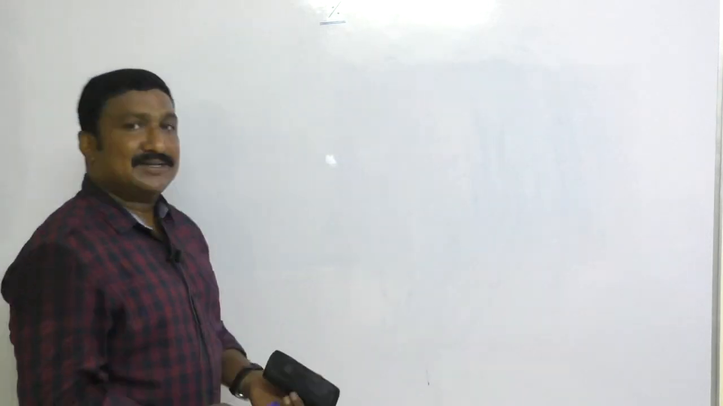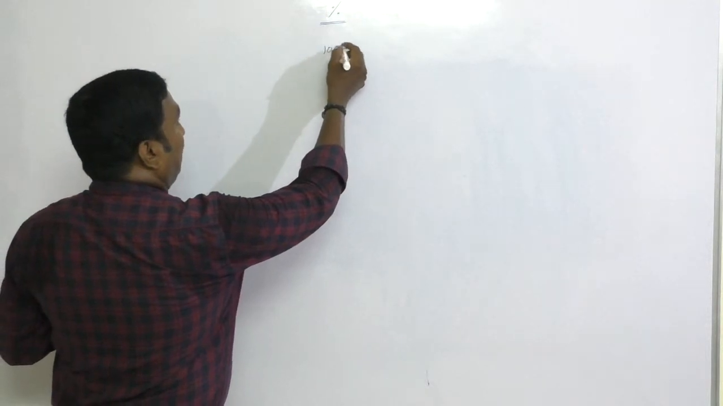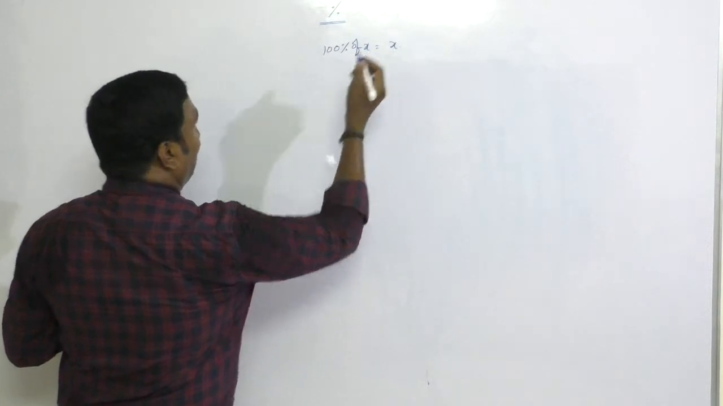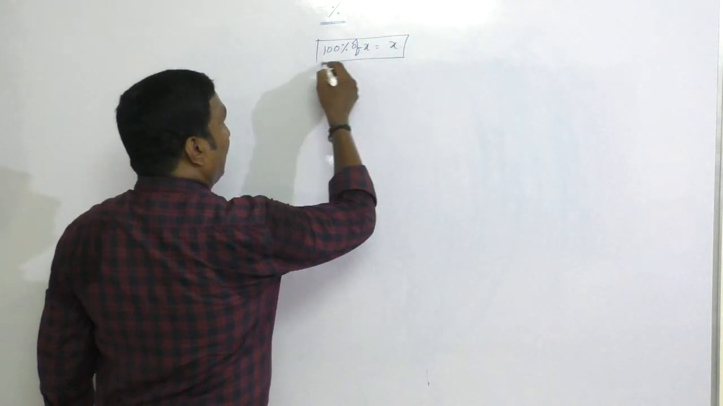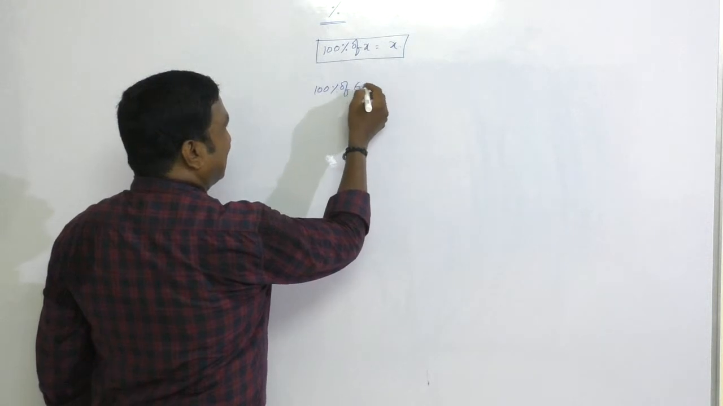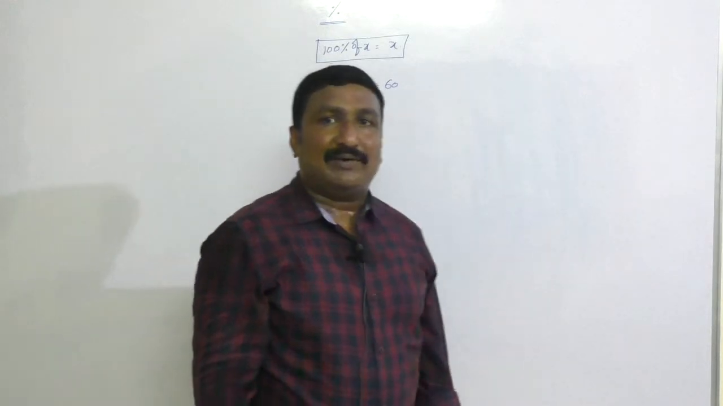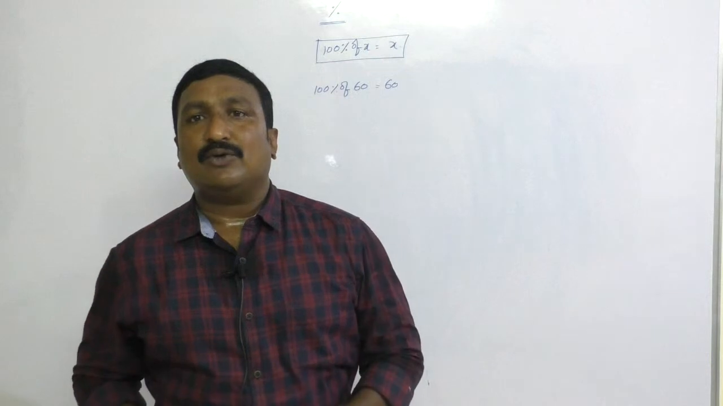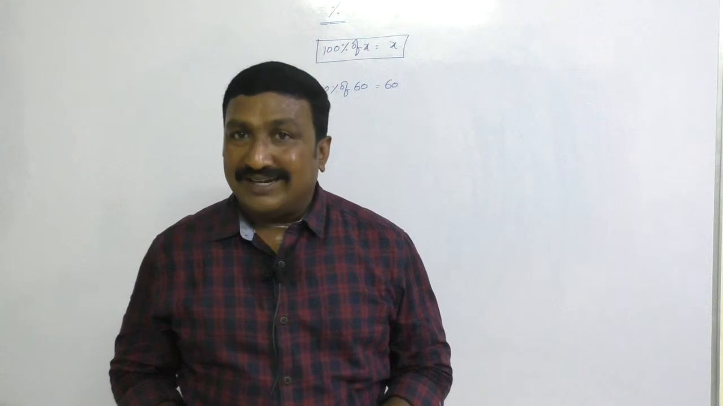Okay friends, 90% is nothing but, first we have to calculate the 100%. So 100% of any number is equal to the same number only. 100% of x is equal to x only, right? Therefore, 100% of 60, that means the answer is 60. 100% of 500, that means the same 500 will come.